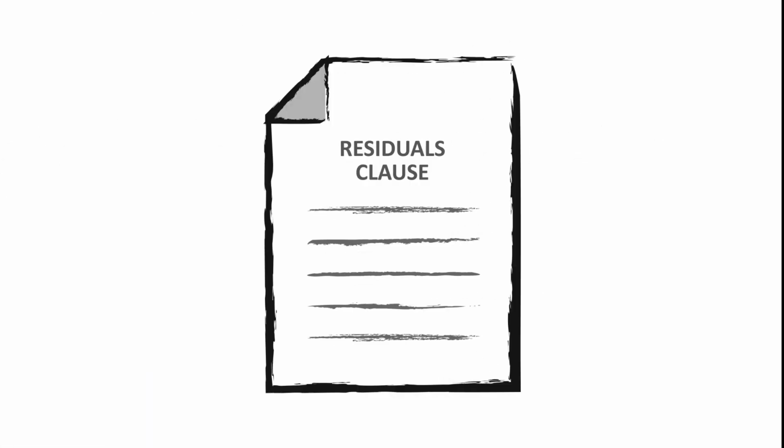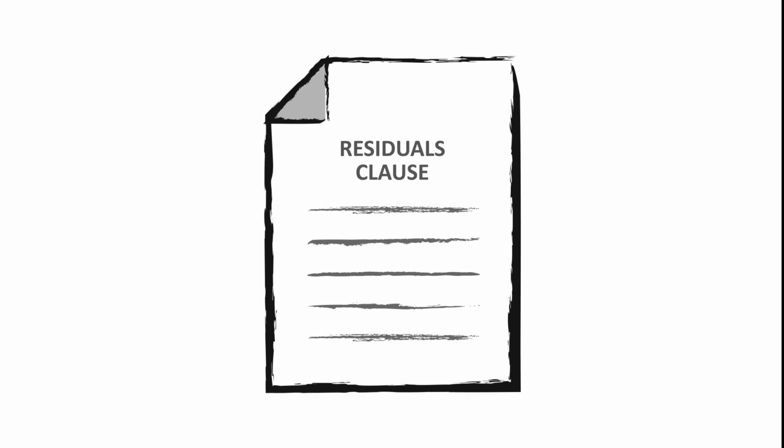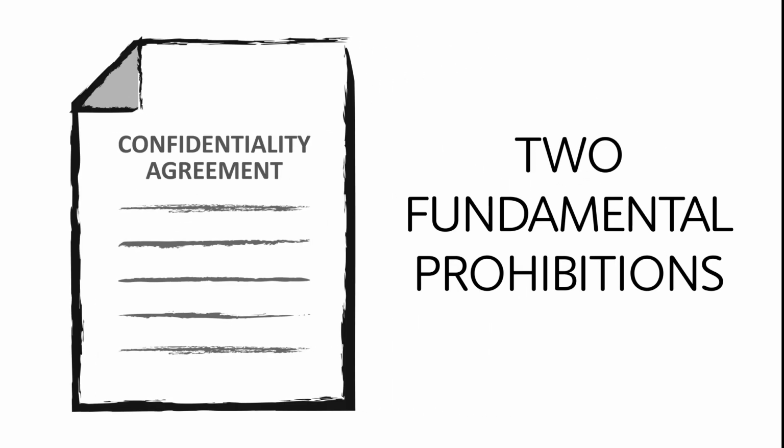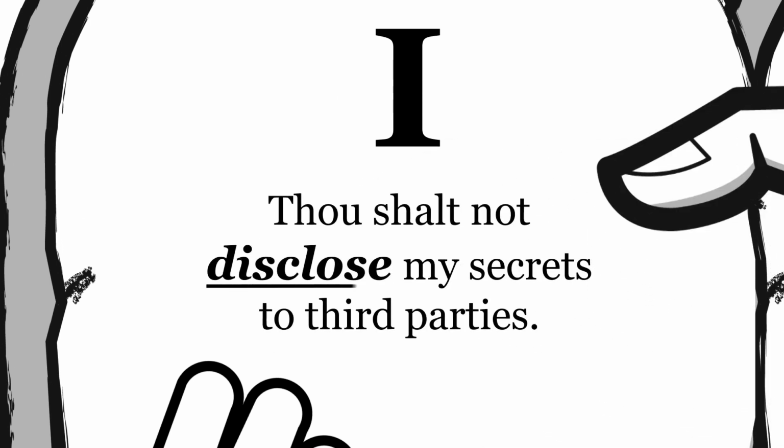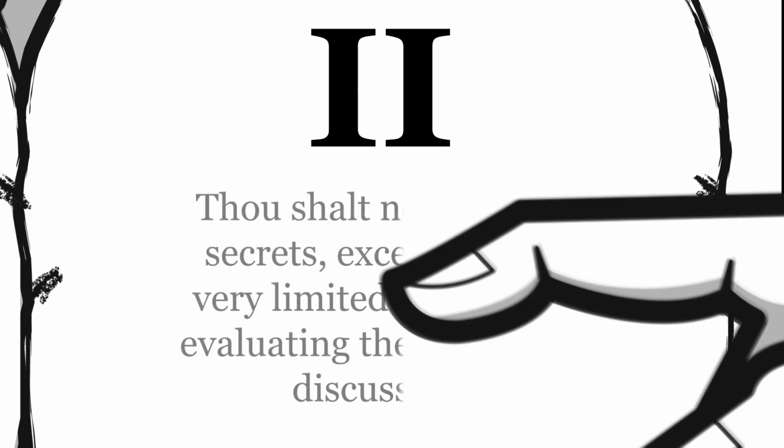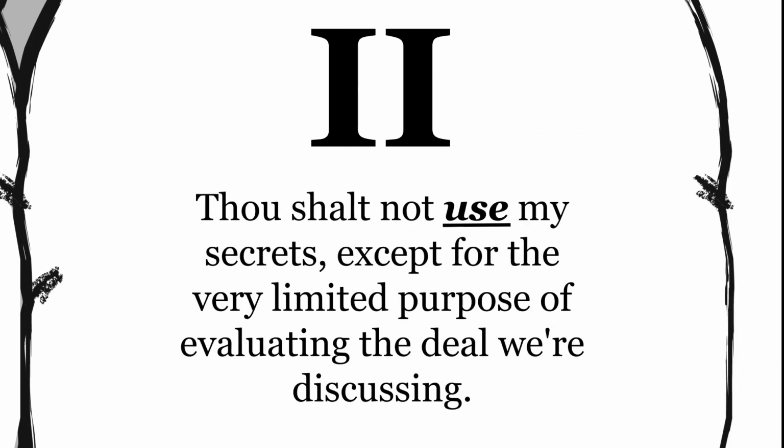and that's the so-called residuals clause, which appears, by the way, not in the acquisition agreement, but rather in the confidentiality agreement. The guts of the confidentiality agreement really boil down to two fundamental prohibitions designed to protect the target company's, my clients', secrets. The two commandments, we sometimes call them. Commandment number 1, thou shalt not disclose my secrets to third parties. Commandment number 2, thou shalt not use my secrets except for the very limited purpose of evaluating the deal we're discussing.